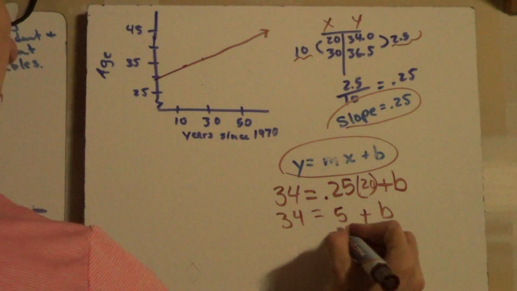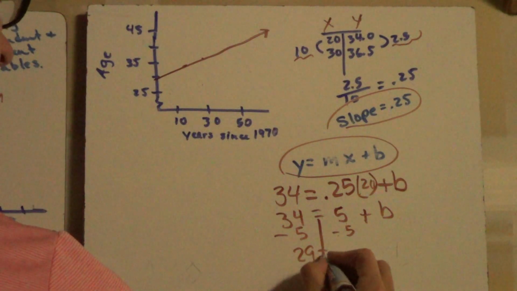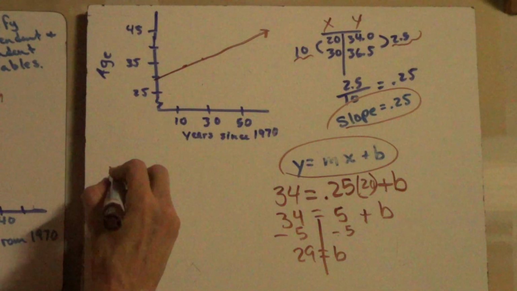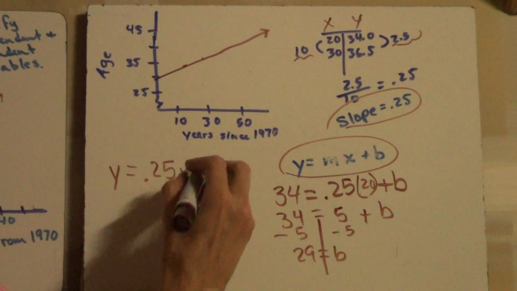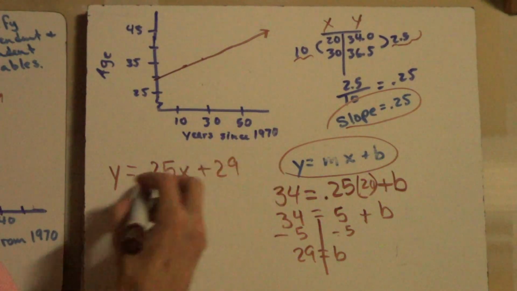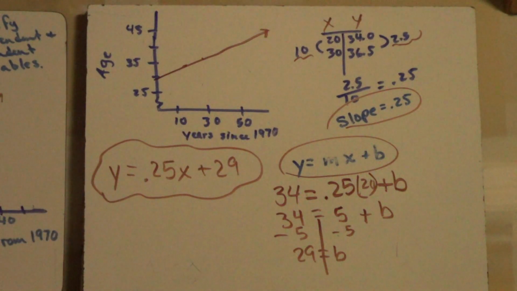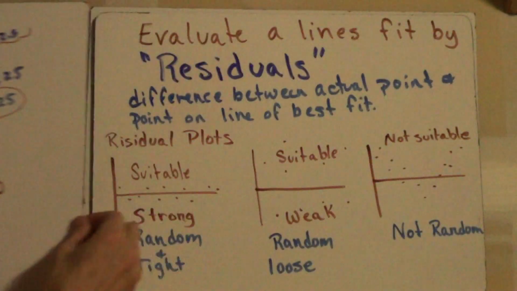We subtract 5 from each side, and we find 29 equals our b value. So for our line, we come up with the line of best fit being y equals 0.25x plus 29. Now I will tell you, there might be 30 different lines of best fit in a math classroom. So don't get yours and think that it needs to be identical to somebody else's. Be able to reason how you did yours and show all the work. So that's our line of best fit.